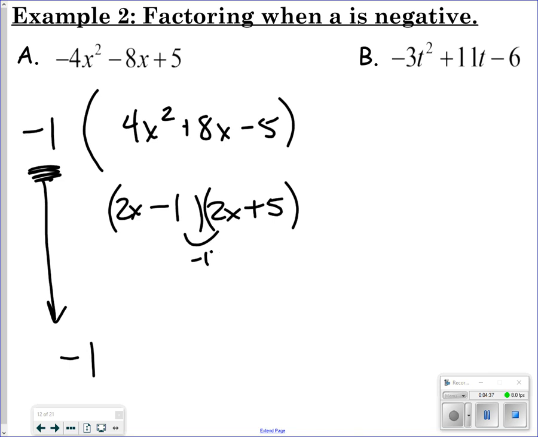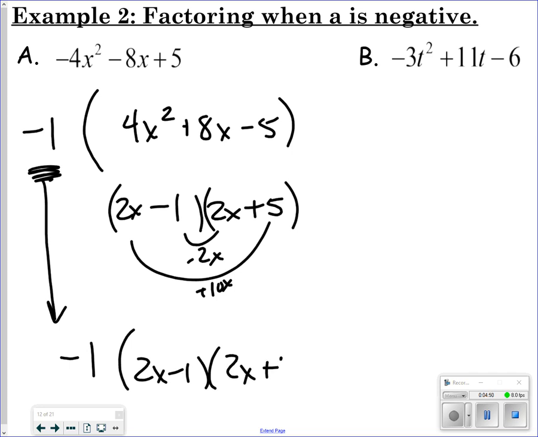And I'm going to check my inner and outer. So negative 1 times 2x, positive 10x, and it adds up to the middle. So my answer, again, don't forget about the fact that you took a negative 1 out to begin with.